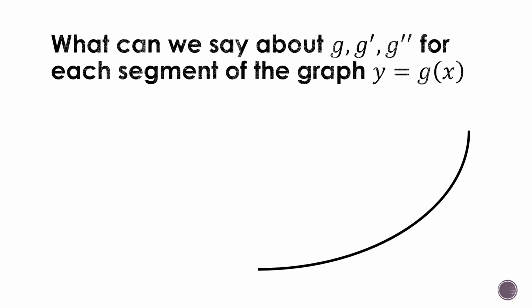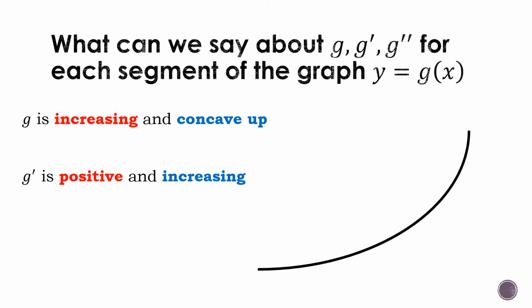So I always think of concave up as like a cup. And so this looks like part of a cup. So we're going to write that down. G is increasing and concave up. Now, based on knowing that G is increasing, we can say that its first derivative will be positive. And knowing that it's concave up, its first derivative will also be increasing.